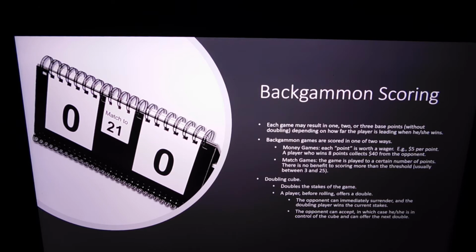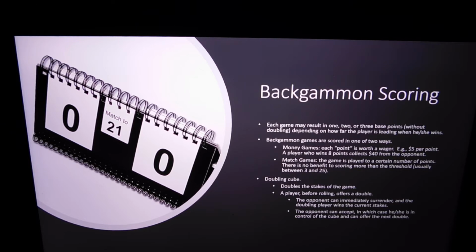And what do those points mean? Well, there are 2 different ways to score. There's the money game where there's a wager involved, usually a few dollars per point. I've seen games that are worth hundreds of dollars a point. And basically the winner collects that much per point from their opponent, right? And that can get pretty ridiculous fast because the doubling cube can go very high. But usually in a money game, I've seen it go up to 16 or 32 easily.